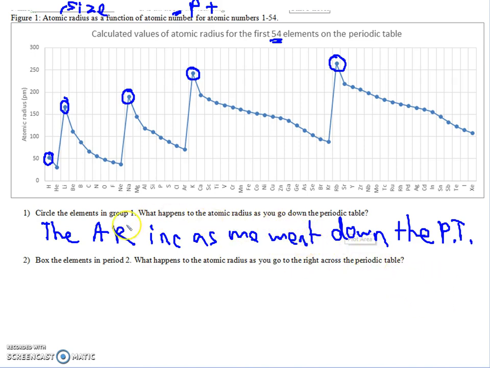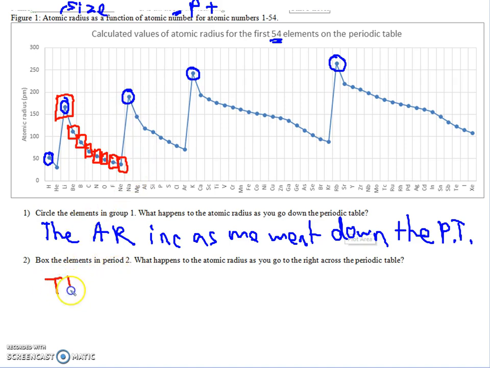Period 2 starts with lithium, so it looks like we're starting right here, and then goes to beryllium, which is just the next one. Right, because it's organized by atomic number. So these are all of the ones, and it stops at neon, sure enough. Stops right there, and then it goes back up again to sodium. That's interesting. So what happens to the atomic radius as you go to the right across the periodic table?